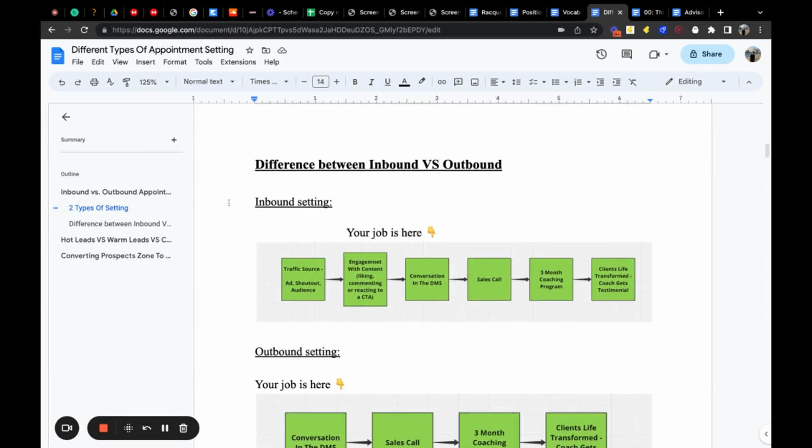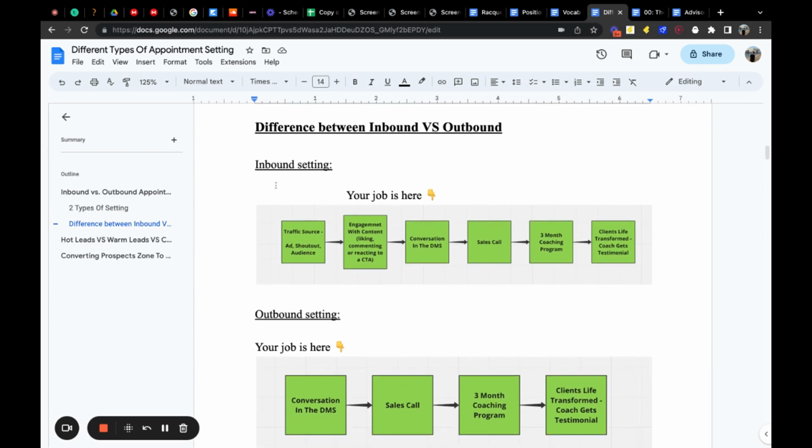So to cover again the difference between inbound versus outbound, in the flow of this whole sales process. With inbound setting, your job is right here. The sales process goes: traffic source, so the source of traffic of those leads. It could be an ad, it could be a shout out, it could be just an audience. So maybe the business gets all of the traffic from short form content or from YouTube content or from TikTok, even from TikTok to maybe a community, like a Discord community. Basically, they have a lead generation method that brings in the traffic without them having to manually bring it in.